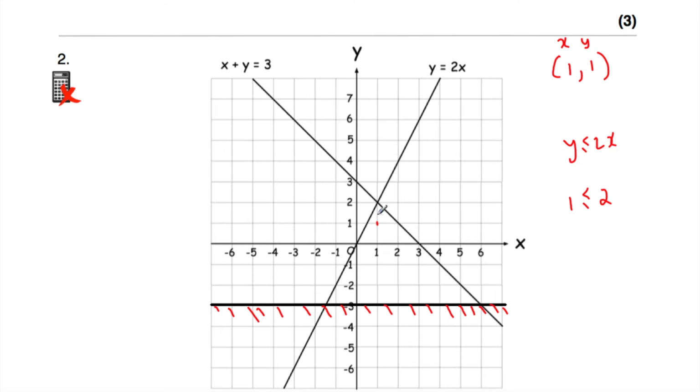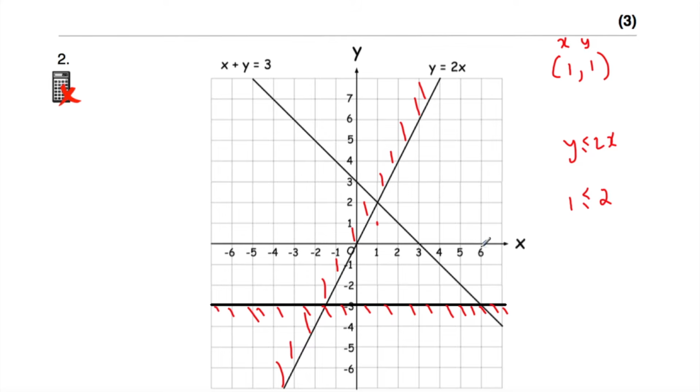So that means that we want to accept the region down here, but we want to reject everything above that diagonal line. So let's just reject everything above that diagonal line. All the points below that diagonal line will work, and all the points up there would not work.